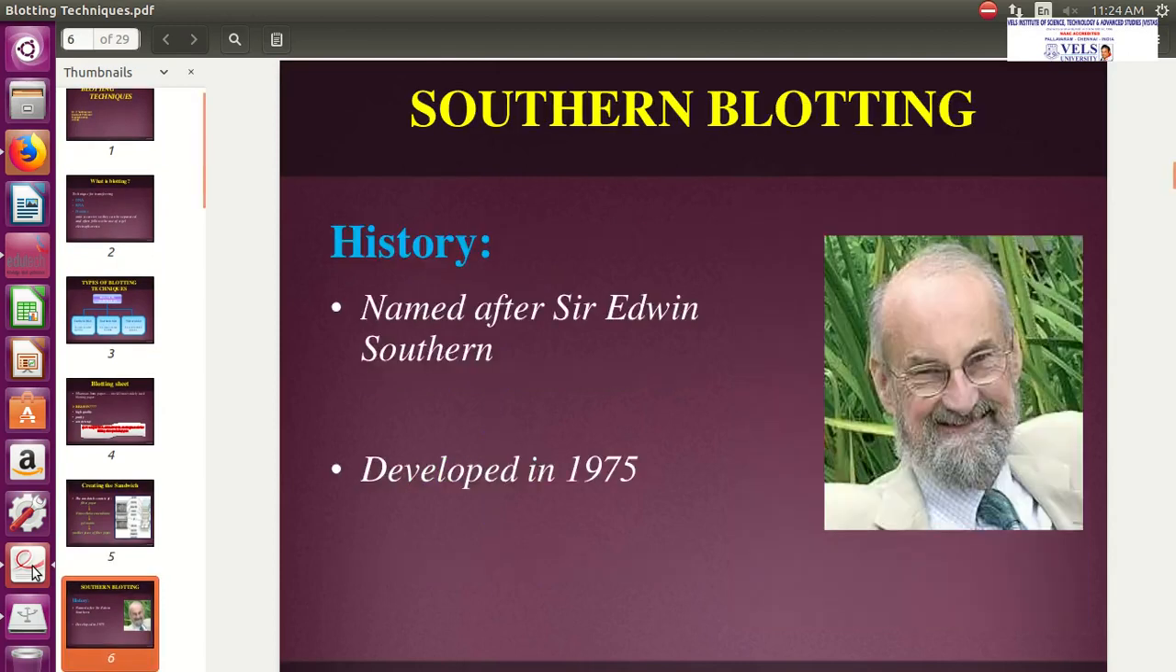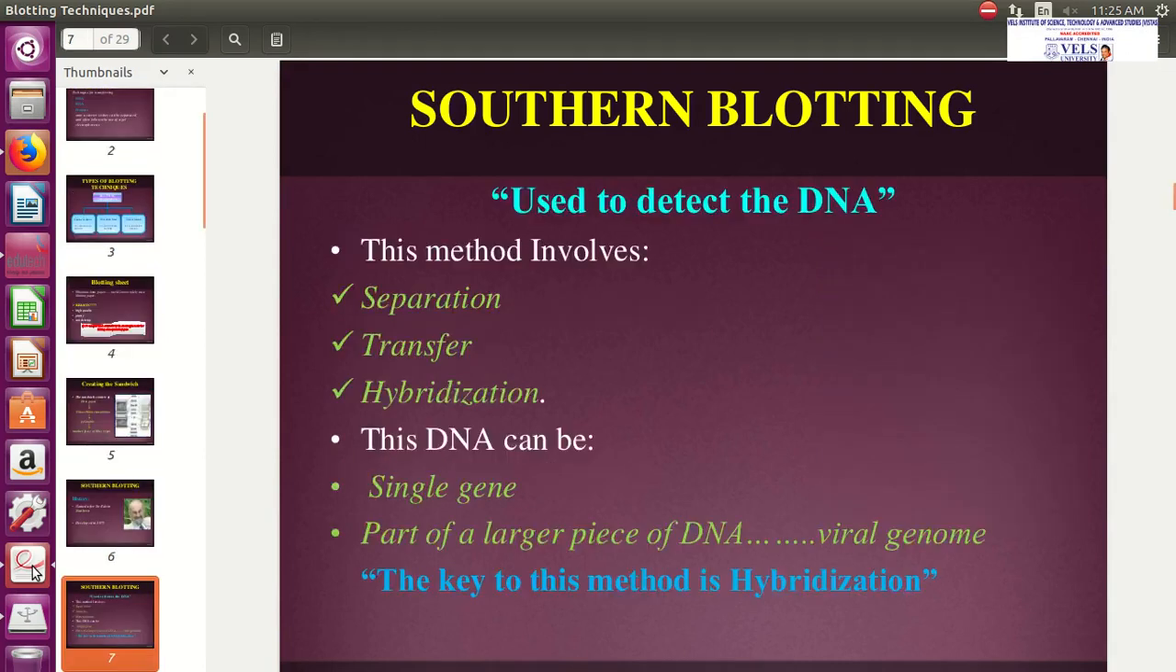Before going to the methods or different kinds of blotting techniques, we should know the history. The name southern blotting was first introduced by a scientist, Sir Edwin Southern. He developed it in the year 1975. We will see them one by one: first southern blotting, next northern blotting, then western blotting.